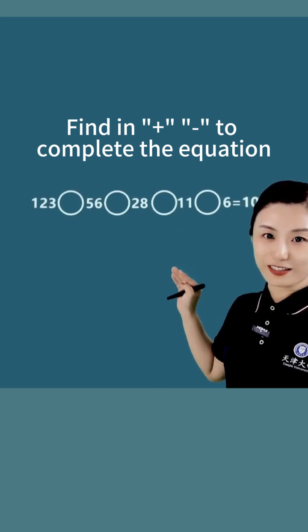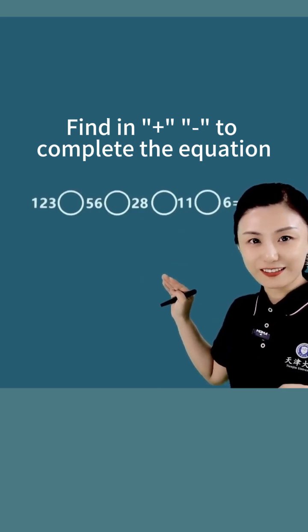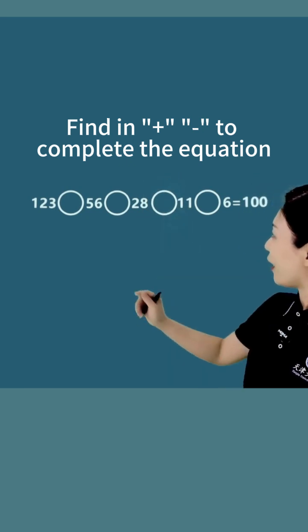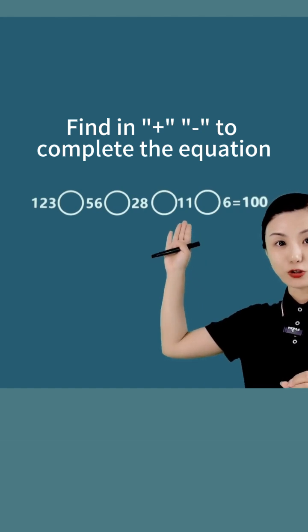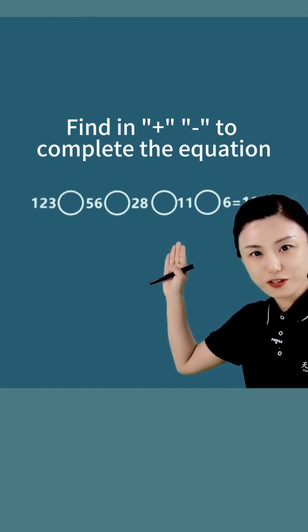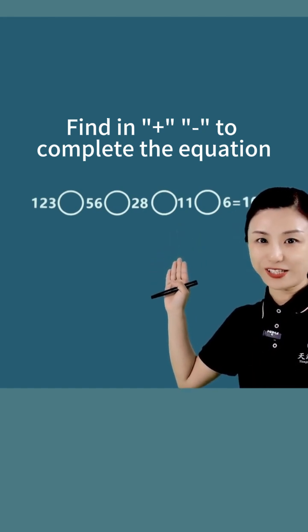This is a first grade math puzzle from the summary section. What does it ask you to do? Fill in plus and minus signs so that this equation holds true. Many kids get stuck and don't know where to start. They try each number one by one, which is time-consuming and tiring. So how should you do it?